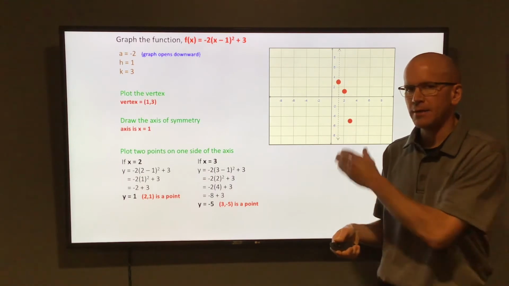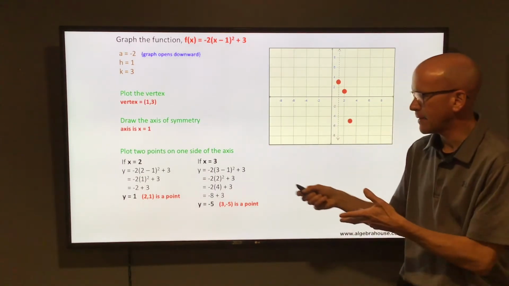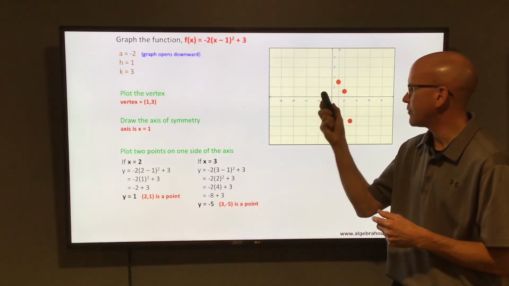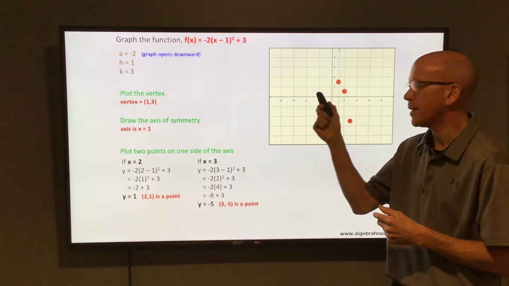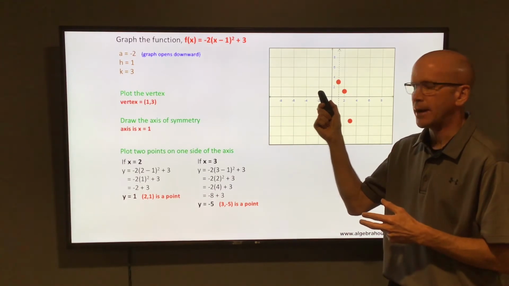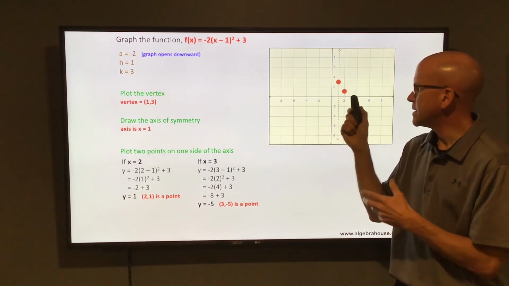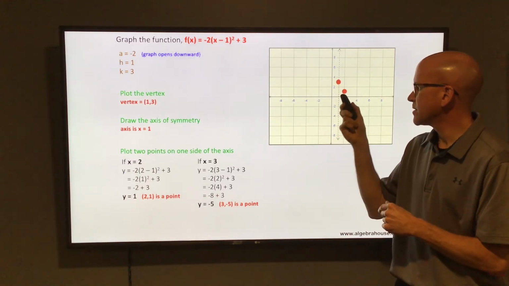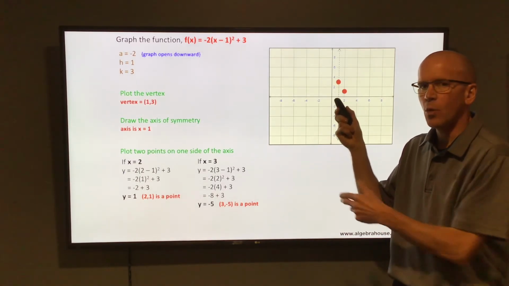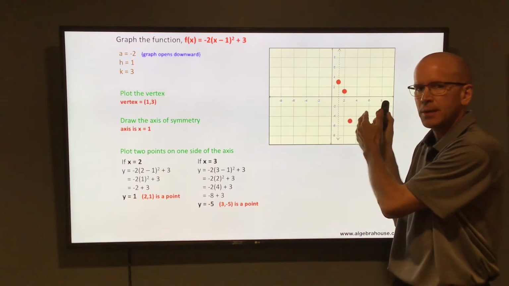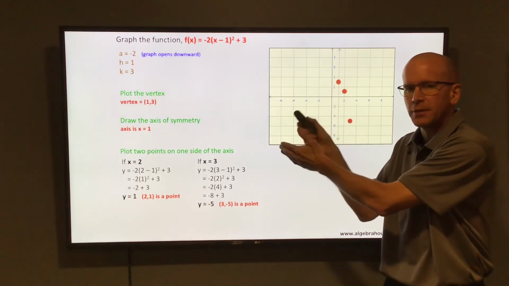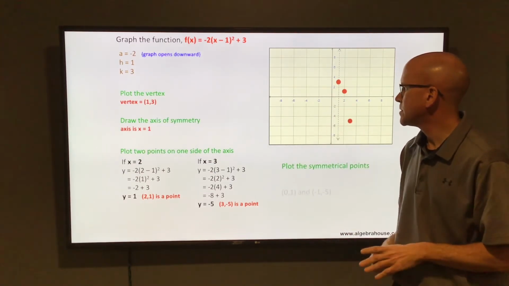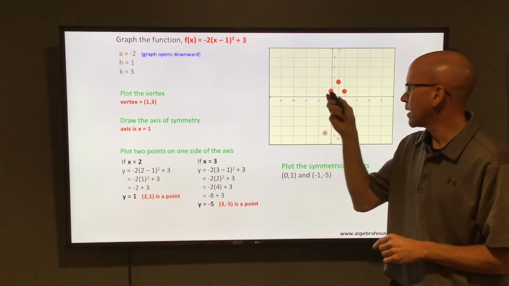Now here's the trick. You have to match those up on the left side. So I'm going to take that first point, 2, 1. Now your first thought might be the matching point is negative 2, 1. But if you put that point at negative 2, 1, it doesn't look like a U-shaped graph. It's a little bit off. So it's not negative 2, 1. Think about how far this is from the axis of symmetry. This point 2, 1 is 1 to the right of the axis of symmetry. So to get the matching point, you have to go 1 to the left of the axis of symmetry, which would put that at 0, 1. So 0, 1 is the matching point to that one.